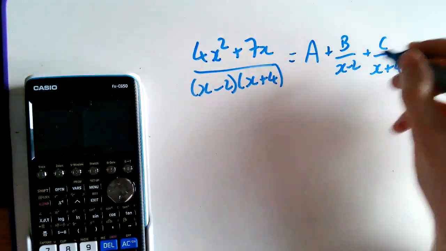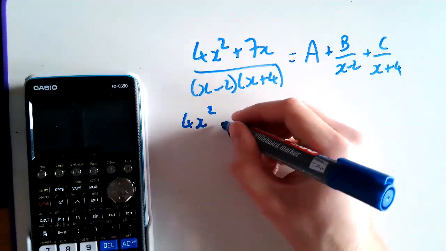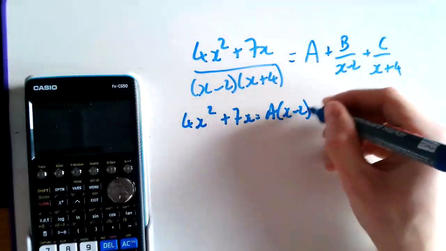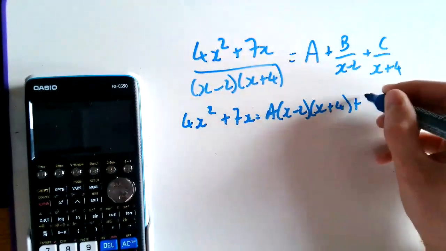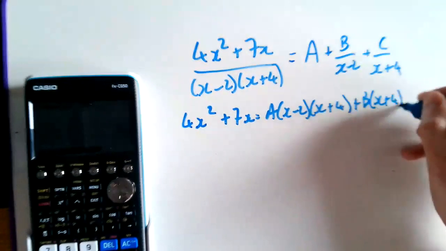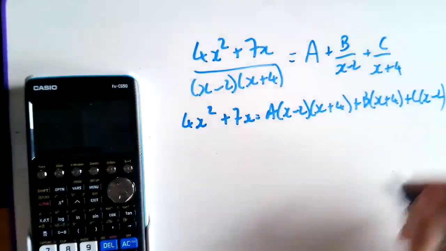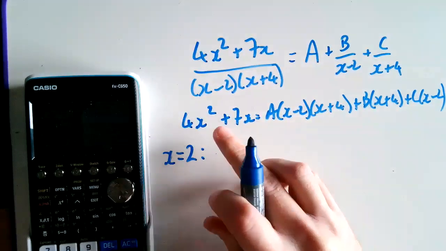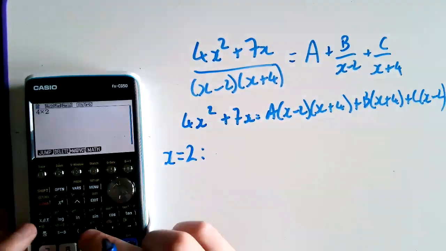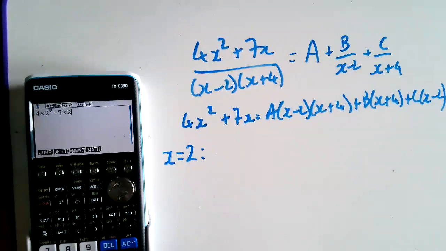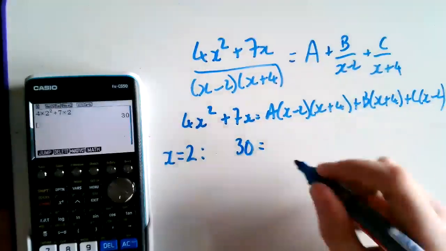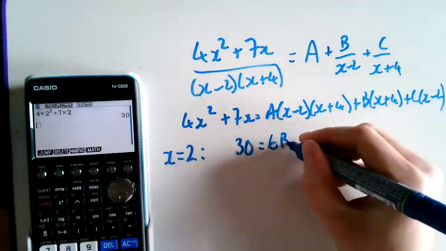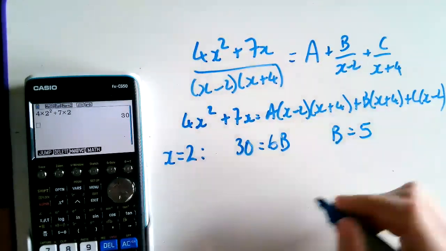So times it by the bottom, so you get 4x squared plus 7x is a times x minus 2 times x plus 4, plus b times x plus 4, plus c times x minus 2. Sub in your magic numbers. So when x is, let's do 2 first, sub it into this side. We get 30 equals, that disappears, 2 plus 4 is 6, so 6b. So therefore b is 5.